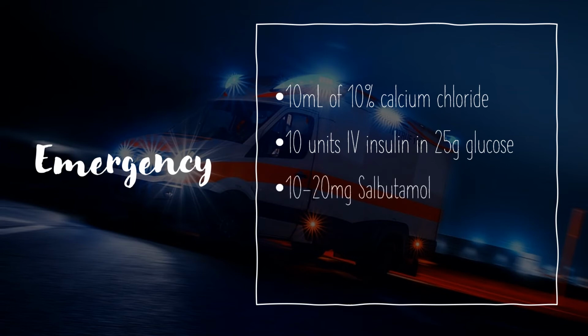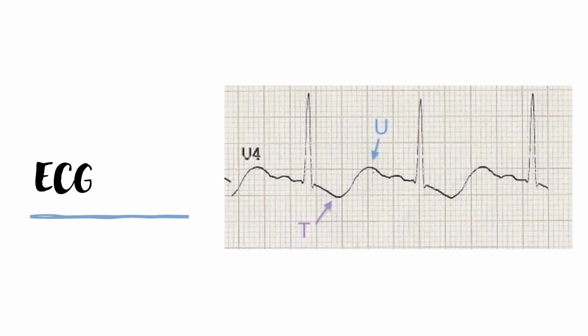Then you can actually give salbutamol, so that's 10 to 20 milligrams in a nebulizer because it's quite a high quantity. And again, this also causes an intracellular potassium shift. Lastly, in really severe cases where you cannot correct the underlying pathology, you may need to give renal replacement therapy. I've actually gone over this treatment regime in a previous lecture on acute kidney injuries, so it might be worth taking a look at.